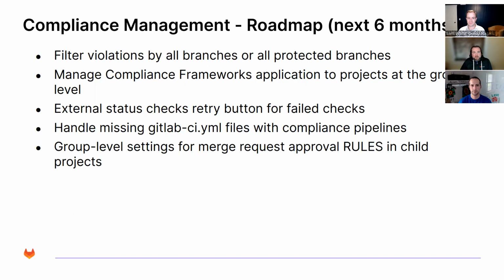So it should be very useful to anyone who has more than a few projects within a group. As a part of the external status checks, we are going to be adding a retry button for the failed checks. This allows you to go in and retry those status checks to see if the external systems are ready. This is extremely useful for things where the MR is blocked based on that failed status check. It allows you to just go quickly retry.